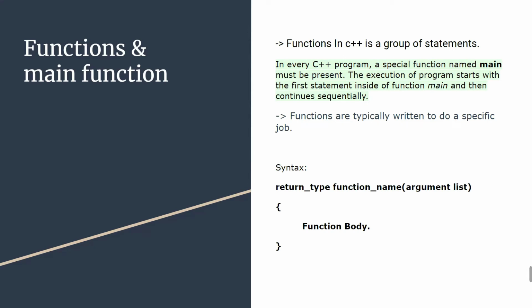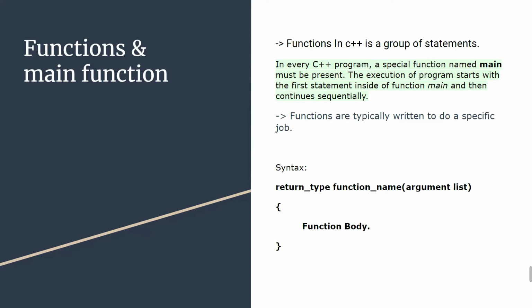Before moving towards the first program of your C++, you must know about functions and the main function. So basically what is a function? A function in C++ is a group of statements. If the group of statements is performing a specific task, let's say finding the max number in a particular series of numbers, you can name it with a function name.